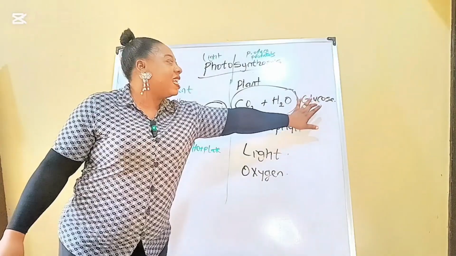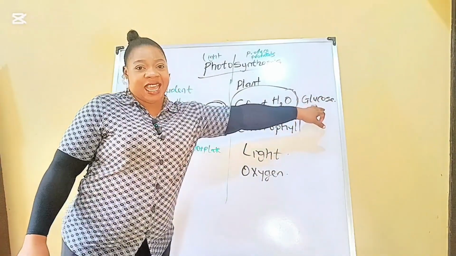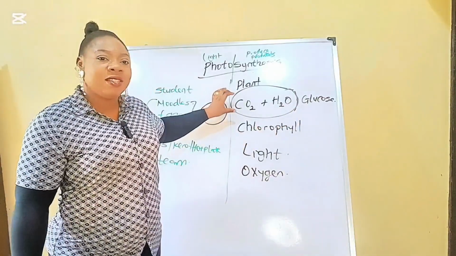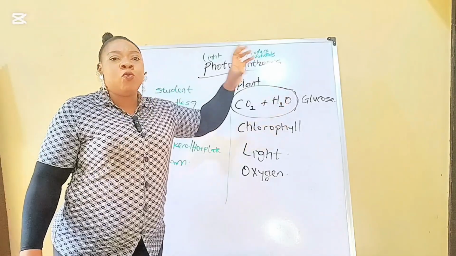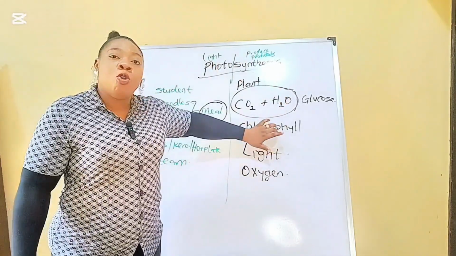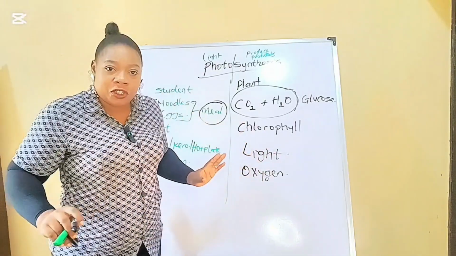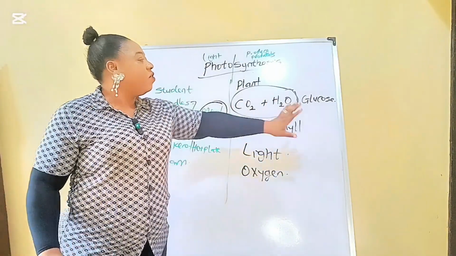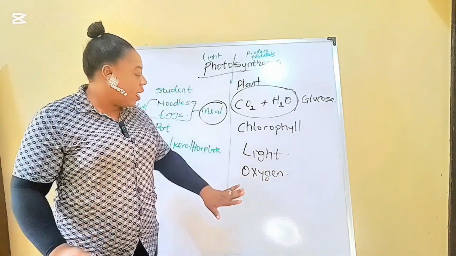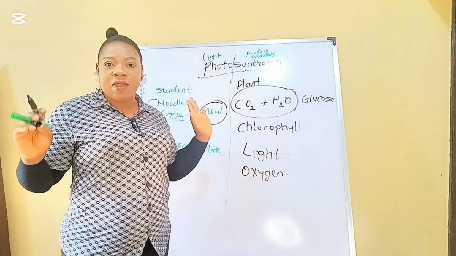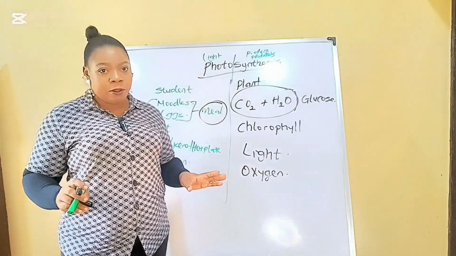So we want to synthesize this glucose. And how will you go about it? This glucose will be synthesized from the combination, the coming together of carbon dioxide and water, which will be absorbed in the presence of chlorophyll and with the help of light energy, which will now give us the glucose that is of interest. And during this process, oxygen is released to the environment. That is simply what photosynthesis is all about.